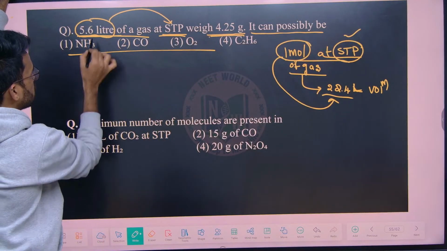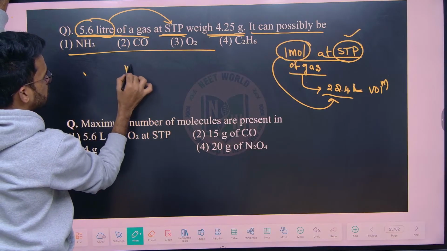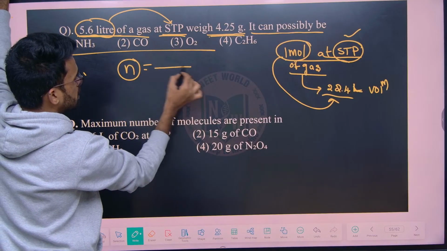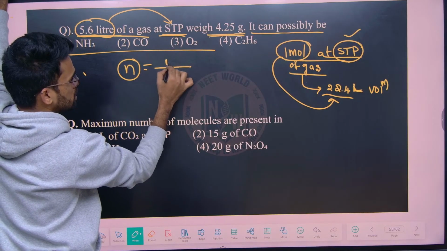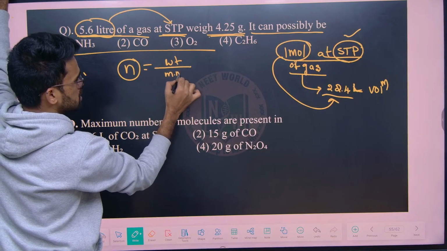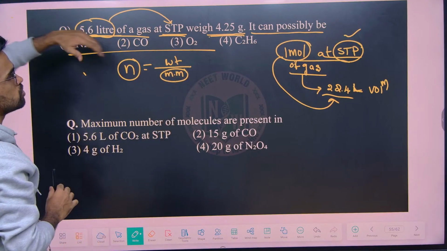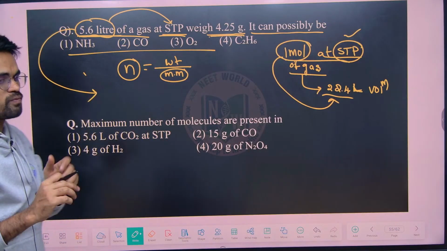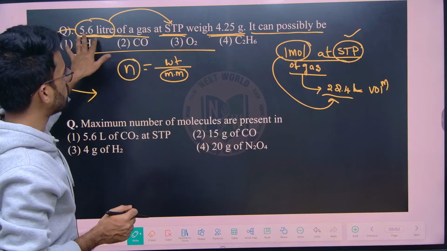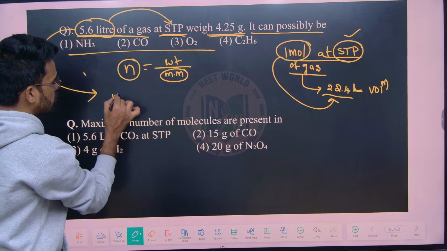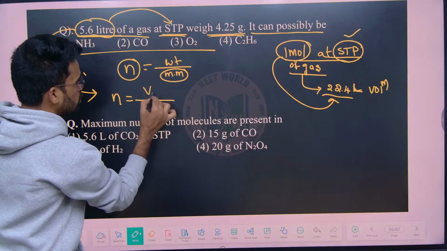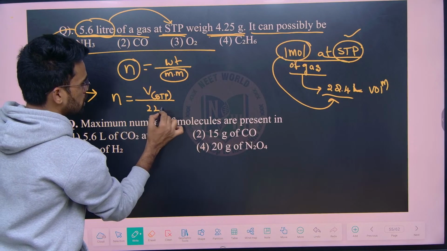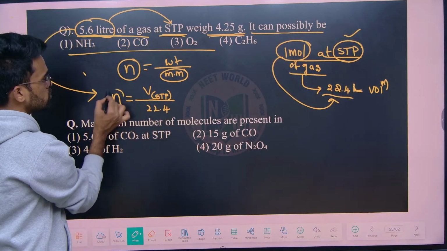Now they have mentioned the volume. So from that you find the number of moles of that gas. After finding the number of moles, take the given weight divided by the molar mass of that substance. That's it. So this gives you which gas exactly it is. I told you the formulas also. How can you convert given volume into number of moles? The number of moles from the volume will be the volume given at STP divided by 22.4 liters. So this gives you the number of moles.